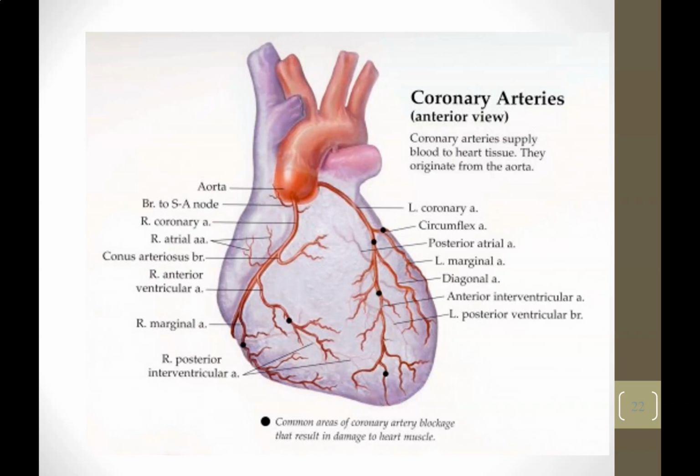Here's a fancier picture, but once again, you can see they originate from the same spot right at the base of the aorta, and they travel out, and there's many names, obviously, but there's 4 major coronary arteries.